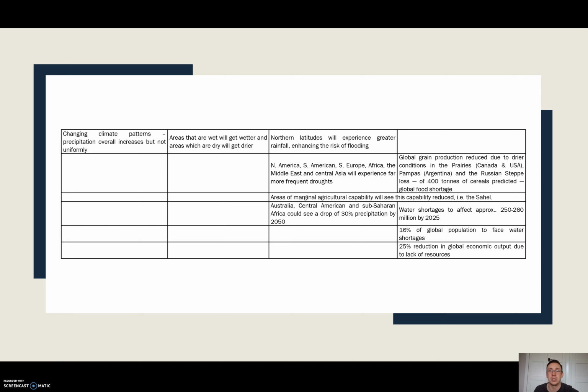Australia, Central America, and Sub-Saharan Africa, right, huge drops in precipitation in general. So that's going to have a huge impact on people, a lack of access to water for drinking, for crops, for use in sanitation, etc., which is going to be a huge, huge issue. We've got a couple of statistics here as well. We could be seeing up to 16% of the global population facing water shortages, and a 25% reduction in global economic output, not national, global economic output, due to a basic lack of resources.